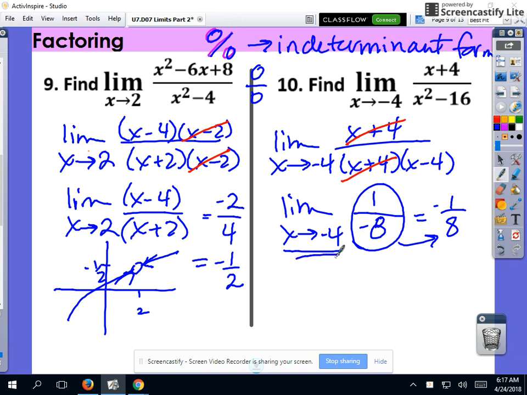Please don't drop the limit notation early. If you have x's, you need to have a limit notation. If you have a number, you don't have to have limit notation, but it just keeps it all safe. So don't drop your limit notation until you get a value like this. So I didn't have to have the limit on the second line.